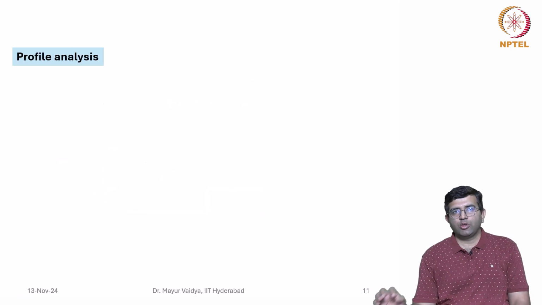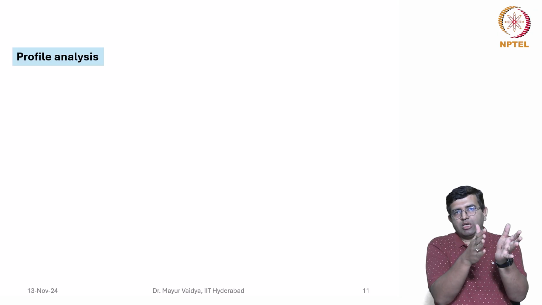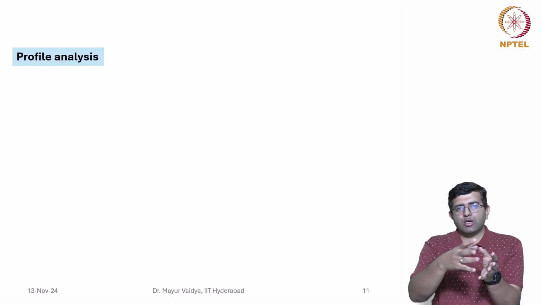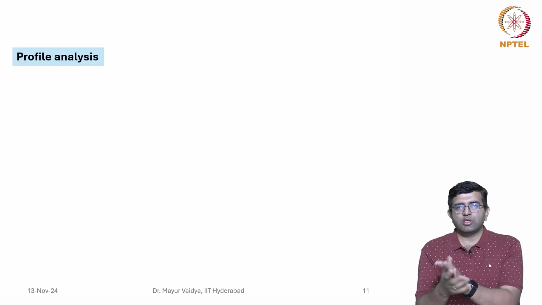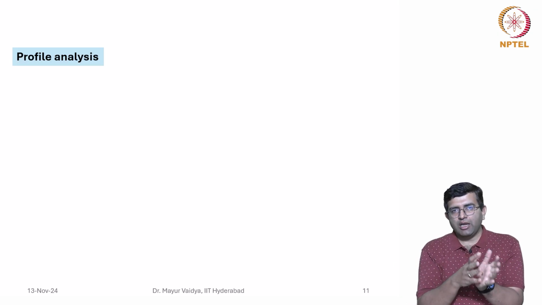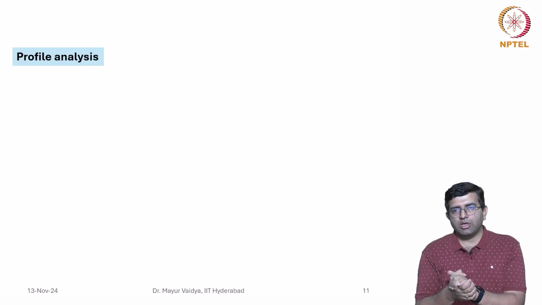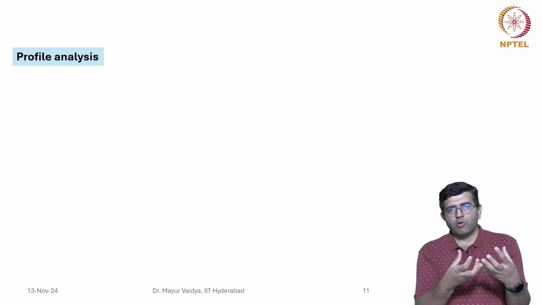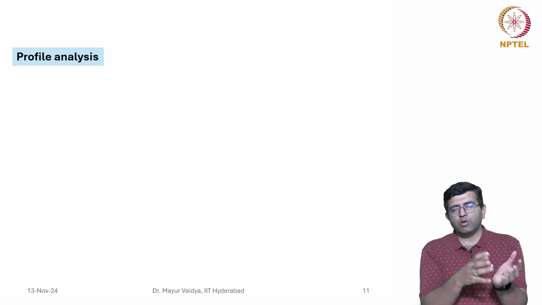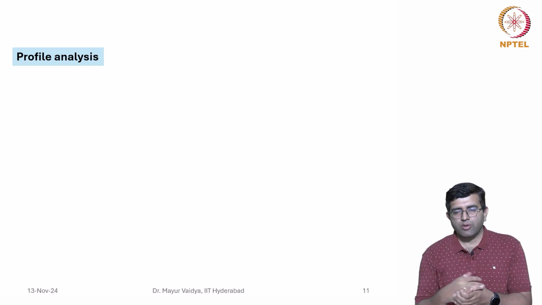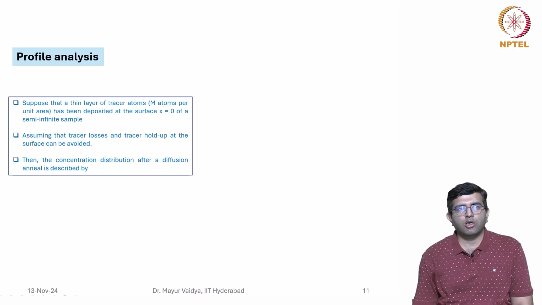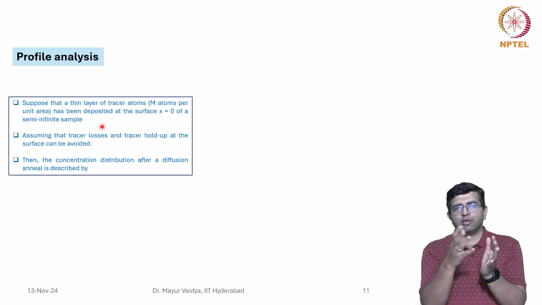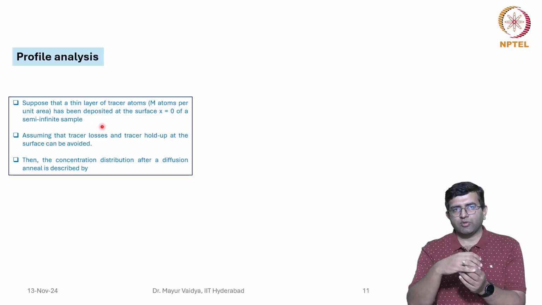So now how do you do the profile analysis? Basically what you are measuring is the radioactive counts, and you assume that these radioactive counts are proportional to the concentration of the tracer. That is not an unreasonable assumption. The more tracer you put, the more counts you will tend to get. So you take the radioactive counts as proportional to the concentration.